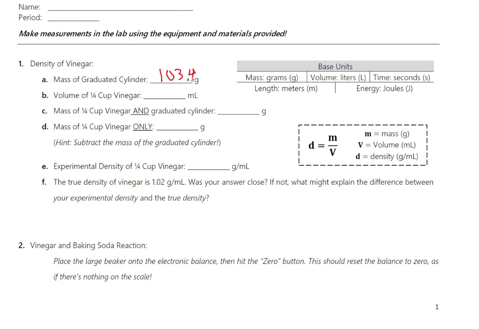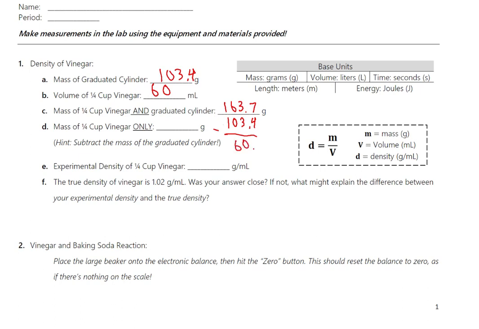103.4 grams. The volume of 1/4 of a cup of vinegar came out to be about 60 milliliters for me. The mass of 1/4 cup vinegar and the graduated cylinder together came out to be about 163.7. All right. So if we take that 163.7 and subtract out the graduated cylinder, the 103.4, that comes out to be, well, that goes away.